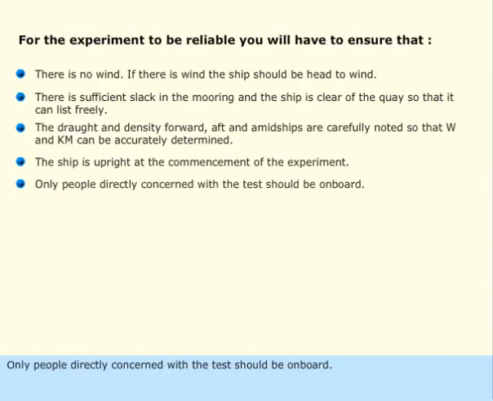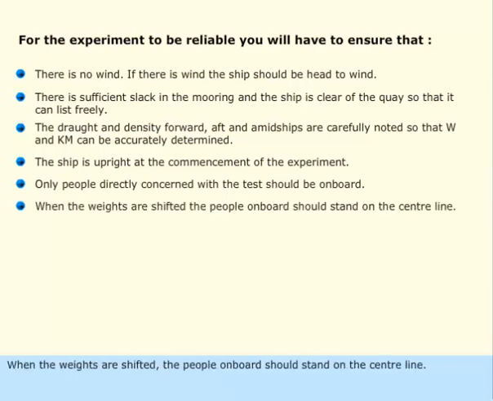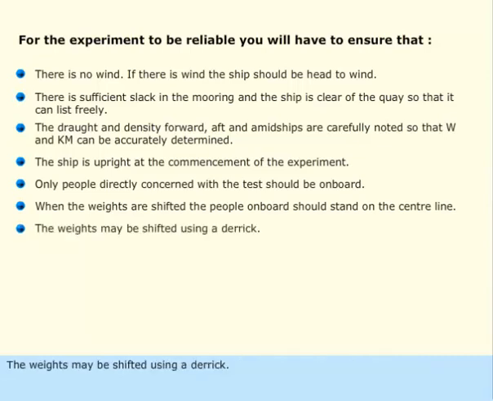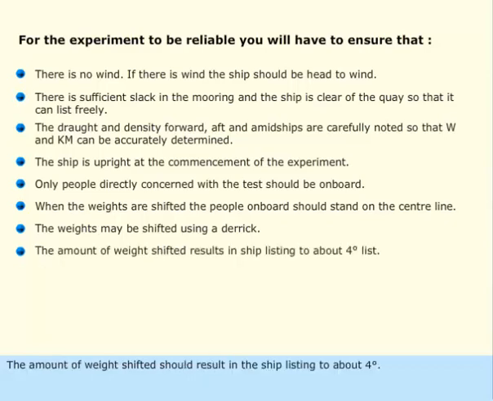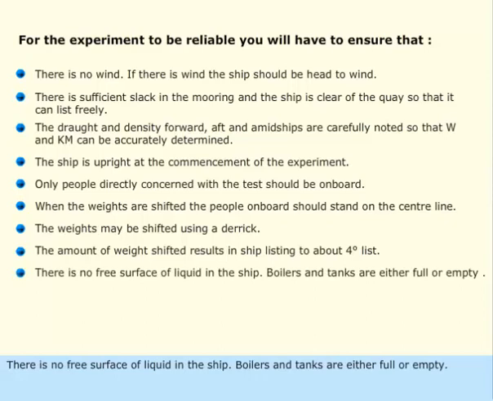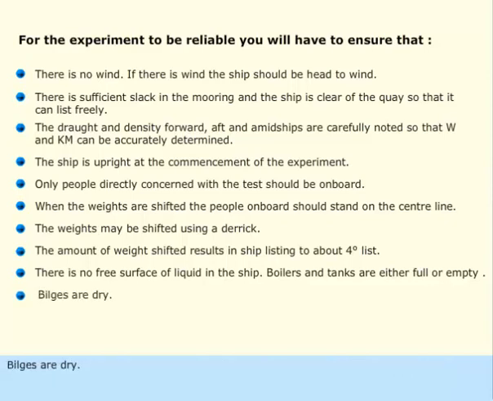Only people directly concerned with the test should be on board. When the weights are shifted, the people on board should stand on the center line. The weights may be shifted using a derrick. The amount of weight shifted should result in the ship listing to about 4 degrees. There is no free surface of liquid in the ship. Boilers and tanks are either full or empty. Bilges are dry. There are no loose weights on board.